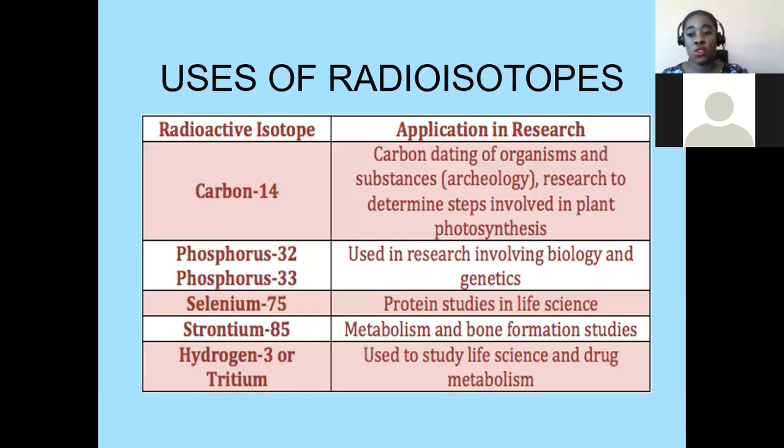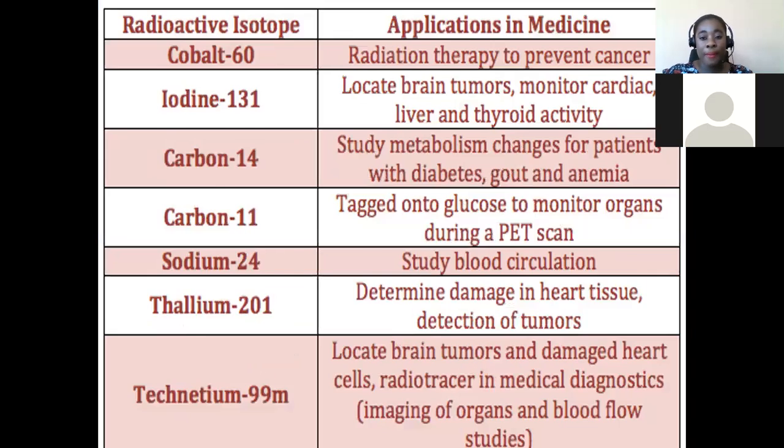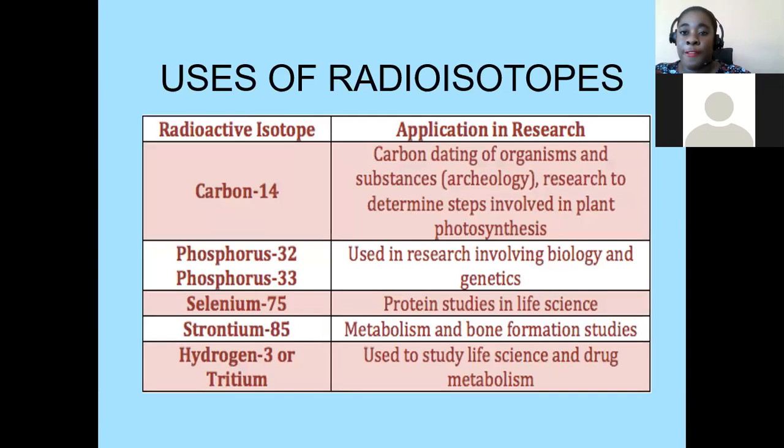Now, radioisotopes can be used in the scientific field, in application research. It can be used in various different facets of our scientific life. Carbon 14, we usually use for carbon dating of organisms and substances. So like your archaeology, when you find something and want to find out how old it is, or research to determine steps involved in plant photosynthesis.